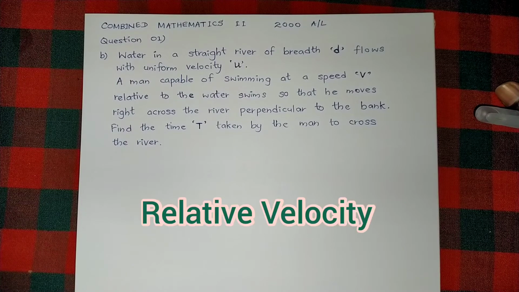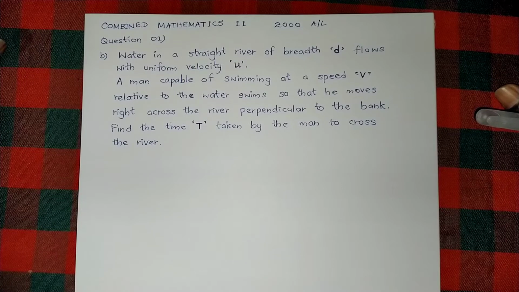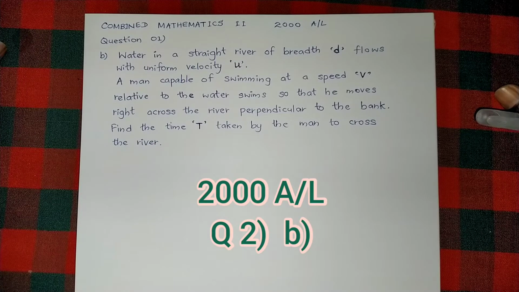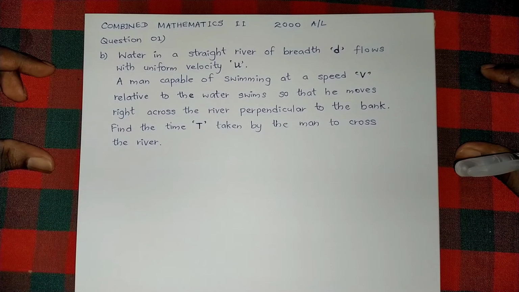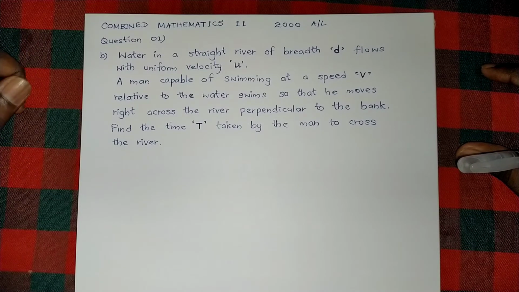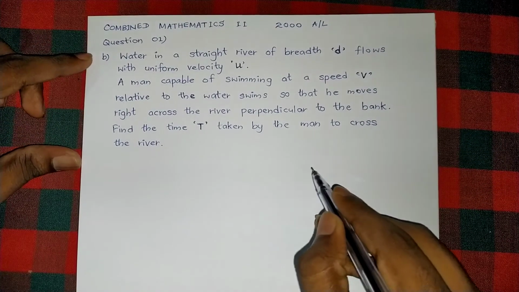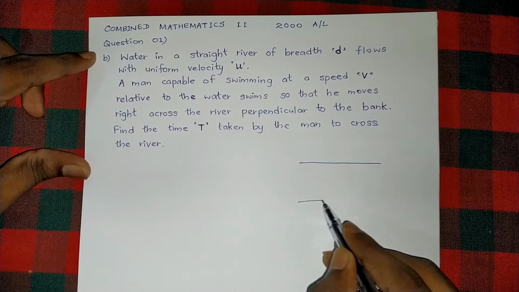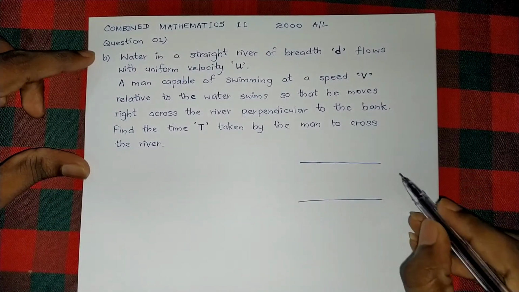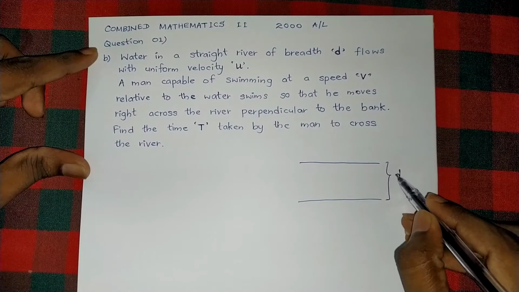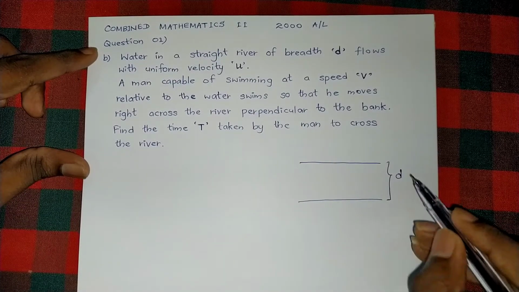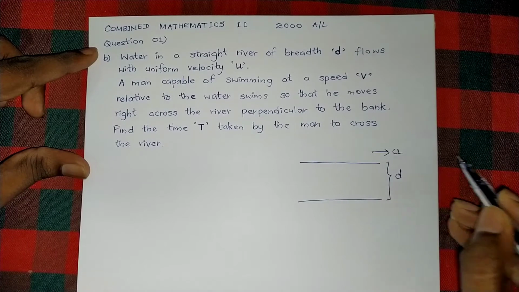In this video, I am going to discuss a relative velocity problem given in the 2000 A-level past paper. This question is regarding a river problem. Water in a straight river of breadth D. When we draw the sketch, it is a river like this, breadth is D, flows with uniform velocity U.